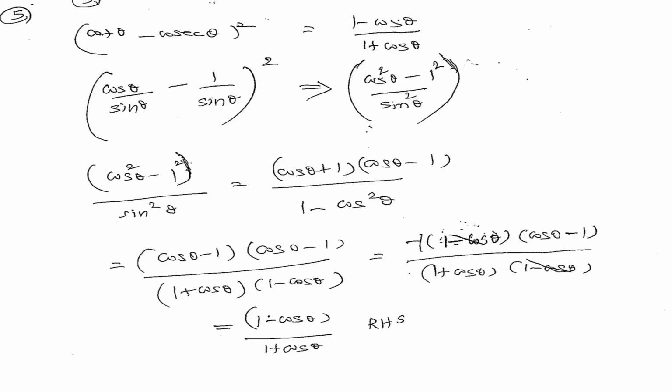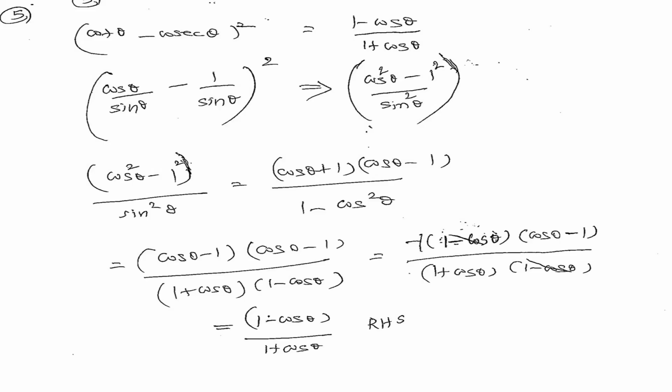Therefore, (cos theta minus 1) whole squared by sin squared theta. Since a squared minus b squared is equal to (a plus b) into (a minus b), sin squared theta is equal to 1 minus cos squared theta. Therefore, the denominator, applying the same formula, becomes (1 plus cos theta) into (1 minus cos theta).